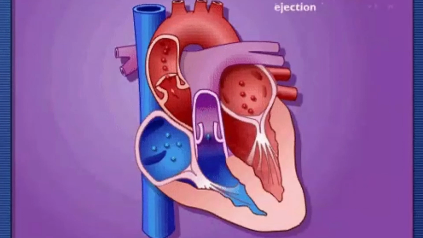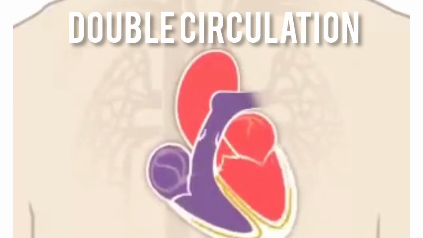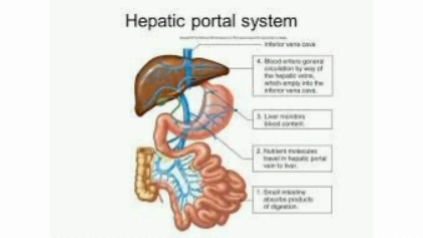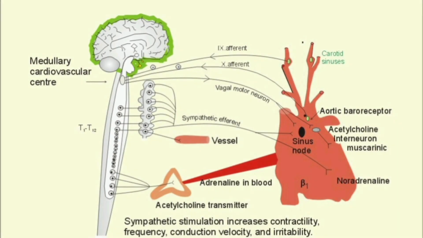So my dear students, that was all about today's topic. In the next video, I will discuss double circulation and circulation through special regions of the body, that is the hepatic portal system and the hypophyseal portal system. Along with that, I will also discuss the regulation of cardiac activity, that is hormonal and neural regulation.